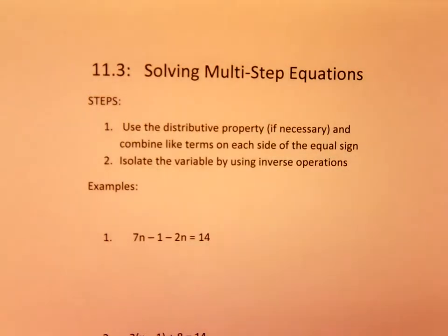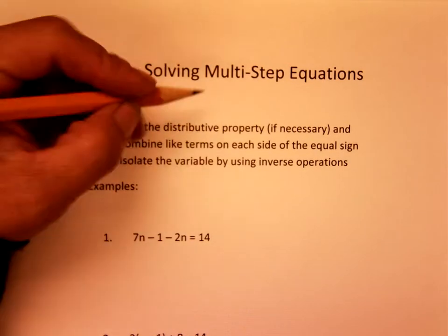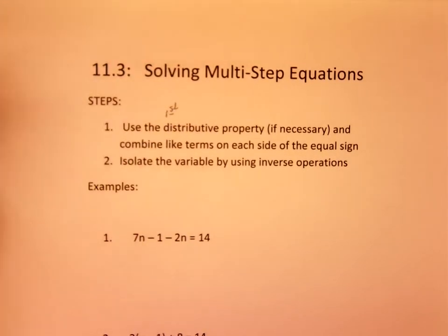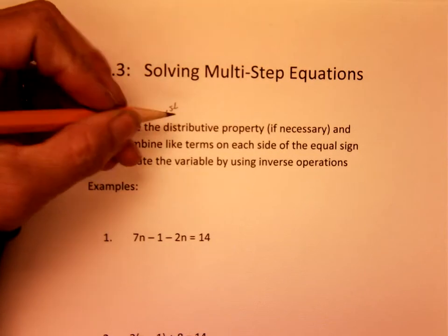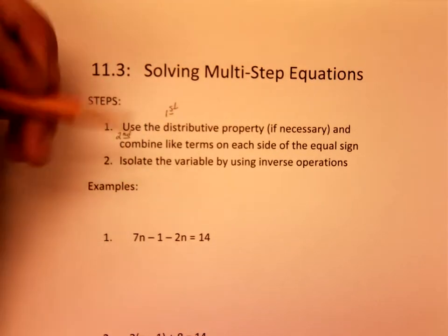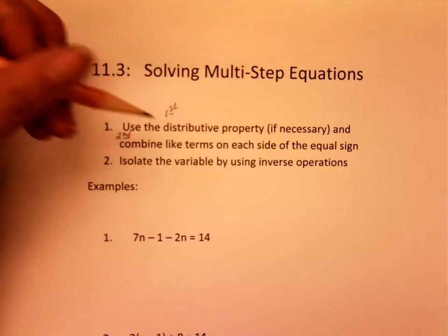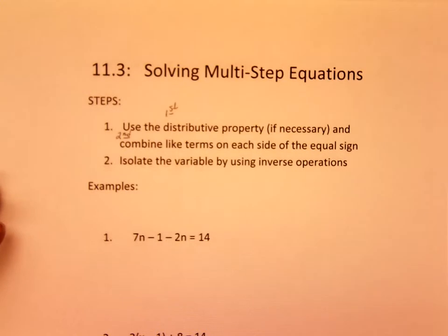So today's lesson is 11.3, solving multiple step equations. Step 1, use distributive property if necessary. So whenever you see a problem, you should ask yourself, first, do I have to do distributive property? And then second, are there any terms that I have to combine? Combine like terms on each side of the equal sign. Step 2 is isolate the variable by using inverse operation.